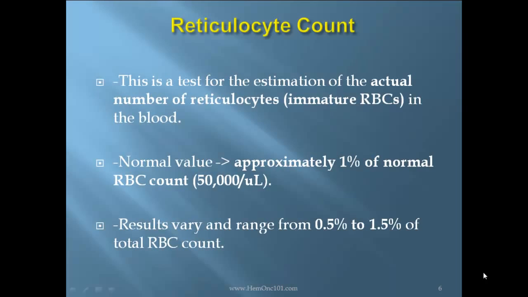Reticulocyte count. This is a test for the estimation of the actual number of reticulocytes, the immature RBCs, in the blood. Normal value is approximately 1% of the normal RBC count, so about 50,000. Results vary and range from 0.5 to 1.5% of the total RBC count.